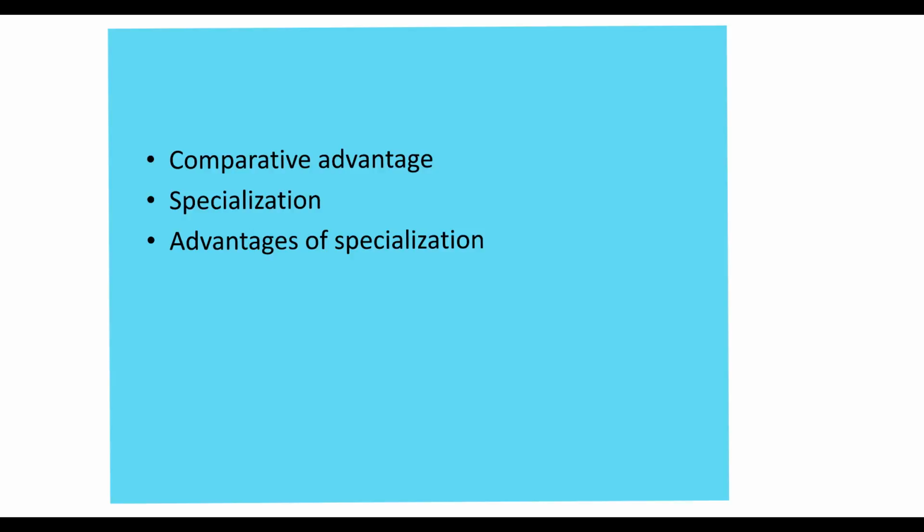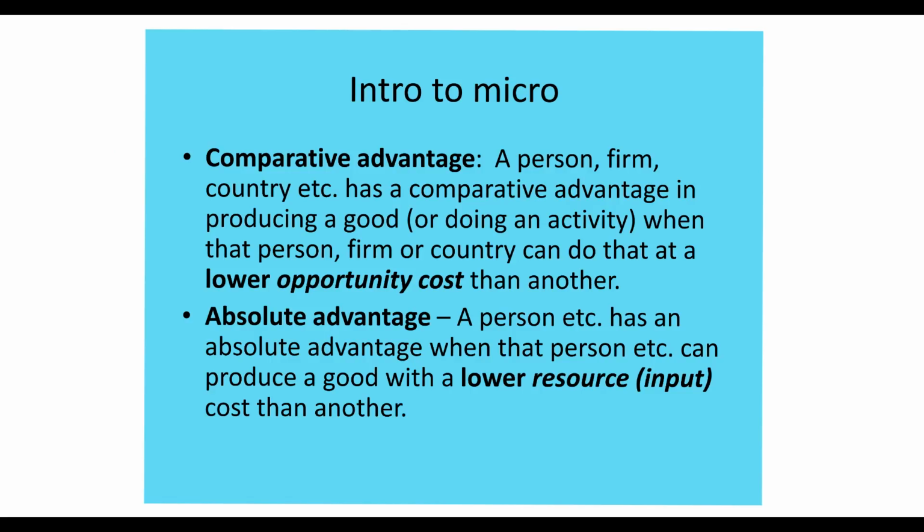You have three terms here, and we're really only starting with this little screencast to understand what's behind comparative advantage. And once we understand that, we'll see how you achieve specialization and what the advantages of specialization are. It's useful to have the definitions in hand of comparative advantage and absolute advantage. These are in your textbook and also reproduced here.